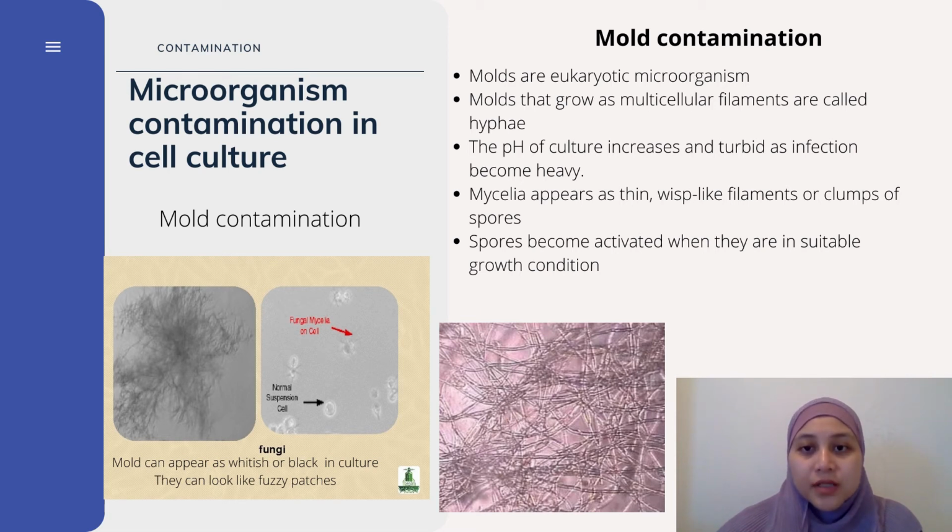The spores become activated when they are in suitable growth conditions. Mold can appear as whitish or black in culture. They can also look like fuzzy patches as shown in the picture.